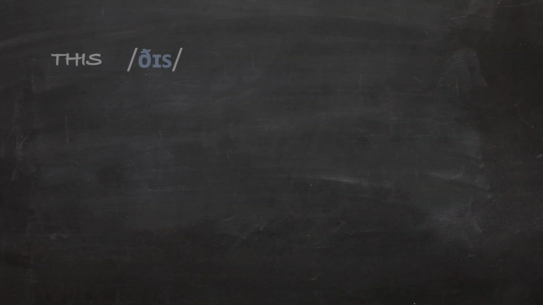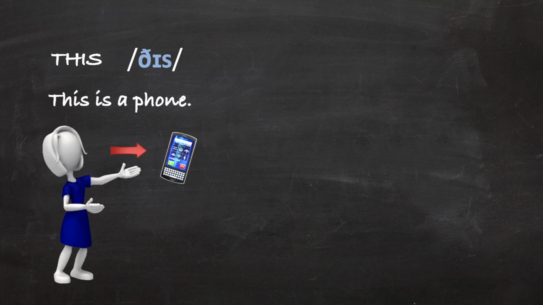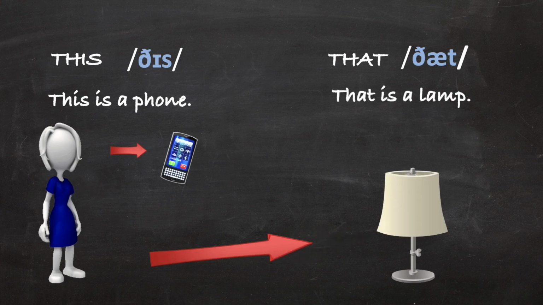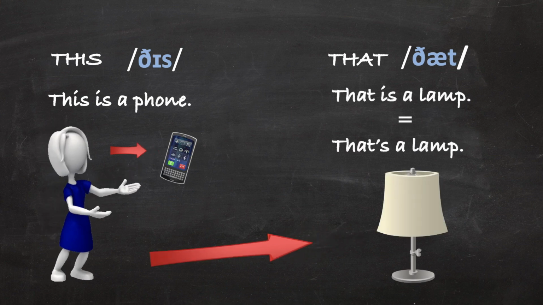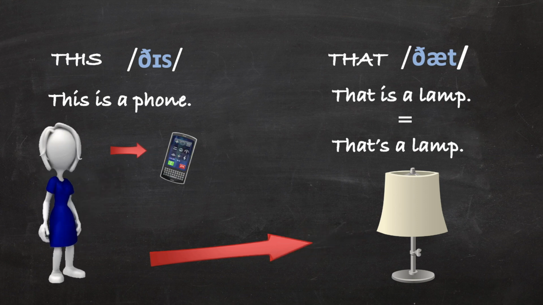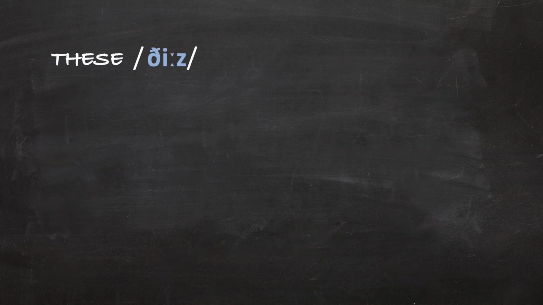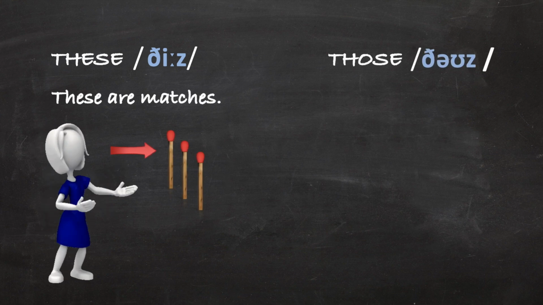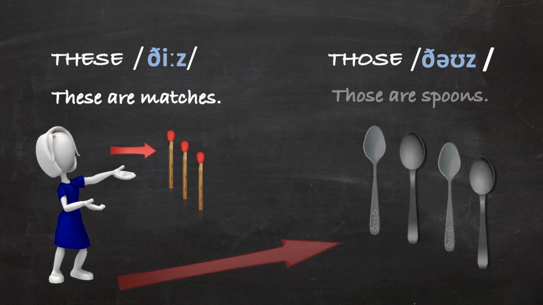Now let's look at pronunciation. This is a phone. That is a lamp. Or that's a lamp. That's a lamp. These are matches. Those are spoons.